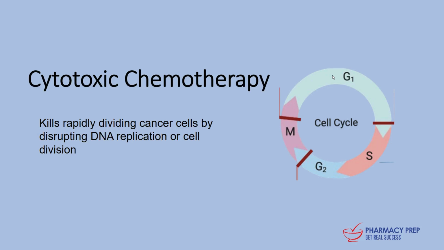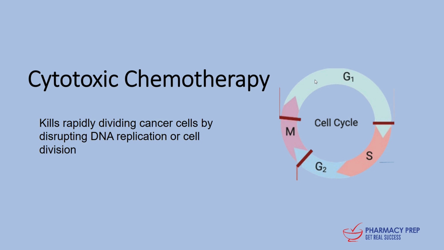Cytotoxic drugs, as the name tells you, cyto means cells. Basically, they act on the cell cycle of the cancer cells. Cancer cells are considered rapidly dividing cells. So these drugs act on the different stages of cancer cell growth, and by binding to them, they stop DNA replication or cancer cell division. That way, they reduce cancer cell growth.